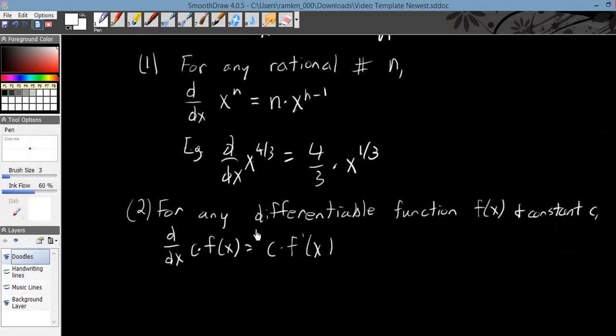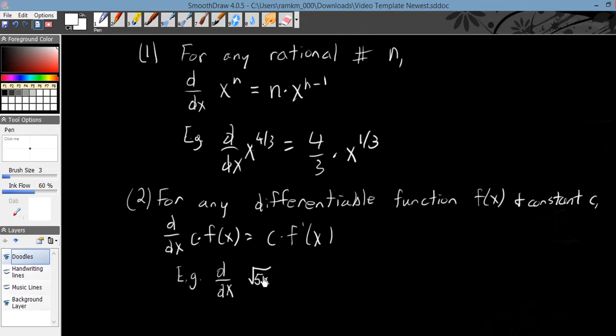The next rule is that for any differentiable function f of x and some constant c, the derivative of this constant times that function is the constant times the derivative of the function. So let's say you want to find the derivative with respect to x of the square root of 5x. That's going to be the derivative with respect to x of the square root of 5 times the square root of x, and all this is inside of that derivative operator.